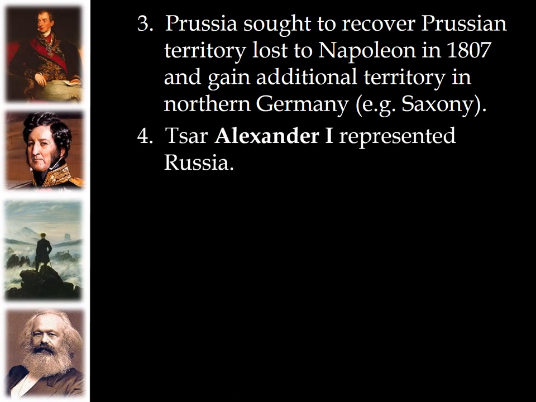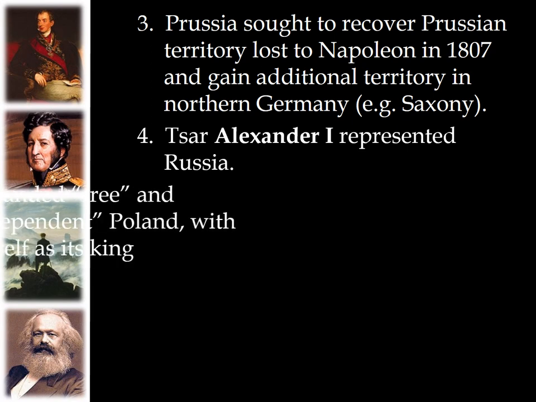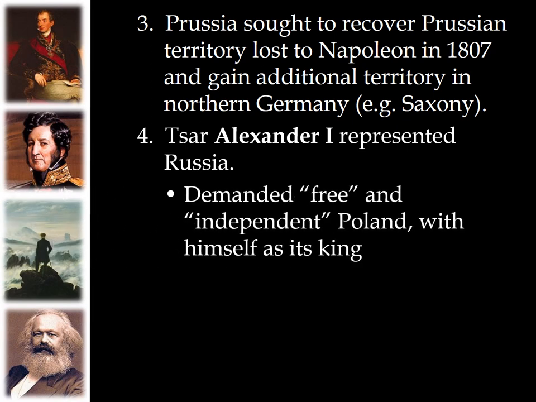And of course, we have Russia. The Tsar himself, Tsar Alexander I, went as the representative of Russia. He didn't send another state official. He went himself. Tsar Alexander I demanded a free and independent Poland, but with himself as king. Now, folks, that's not a free and independent Poland. That's a Poland that is under the thumb of Russia.